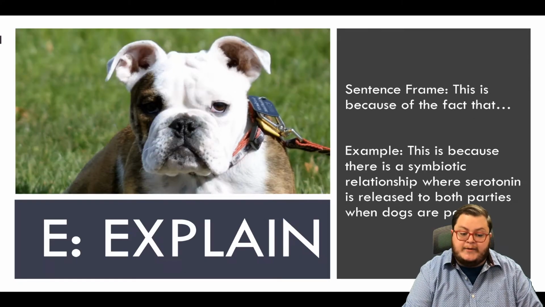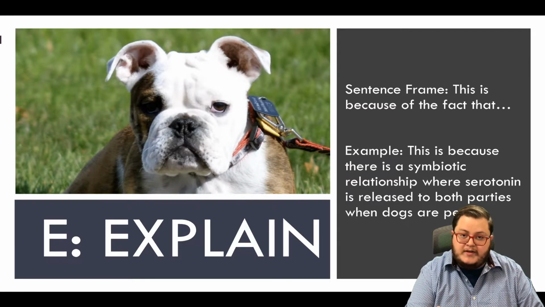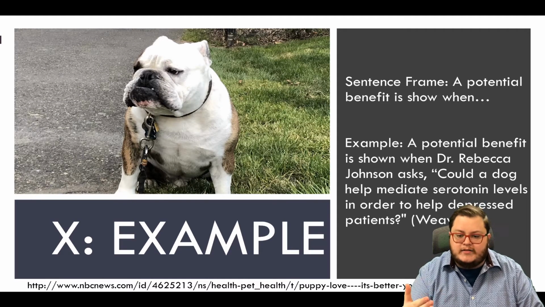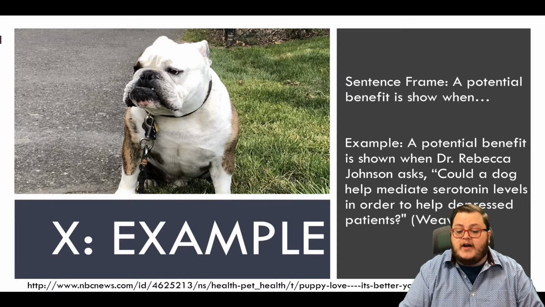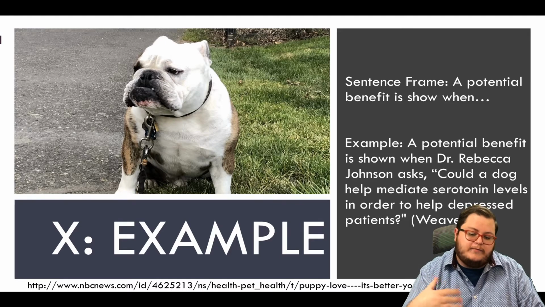Then I go into explain. And I will use that as because of the fact that. And I write, this is because there's a symbiotic relationship where serotonin is released to both parties when dogs are pet. That's my explain. Again, there's no true example or evidence yet, which is the next sentence. Example: A potential benefit is shown when Dr. Rebecca Johnson asks, and there's my comma and then quote, could a dog help mediate serotonin levels in order to help depressed patients? End quote. And then the author was Weaver, and the article's right below there, so I have proof that I have evidence there.